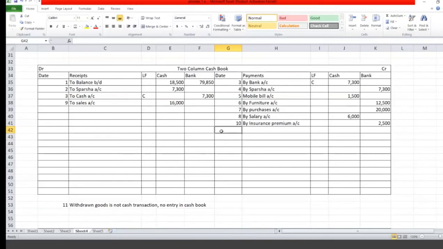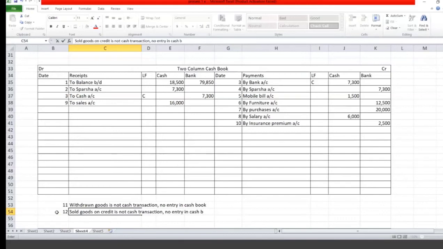Next transaction on 12th, sold goods to Sunidhi on credit. This one also is not a cash transaction, right? Sold goods on credit is not a cash transaction. No entry in cash book. We will be showing this in the sales book. You will show this in the sales book. We will not show it here.